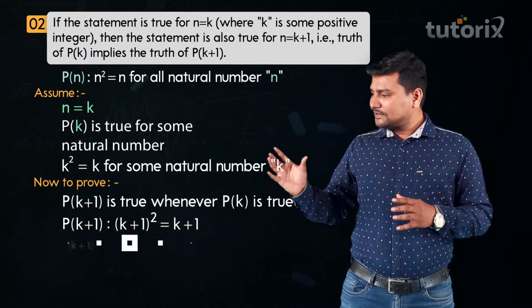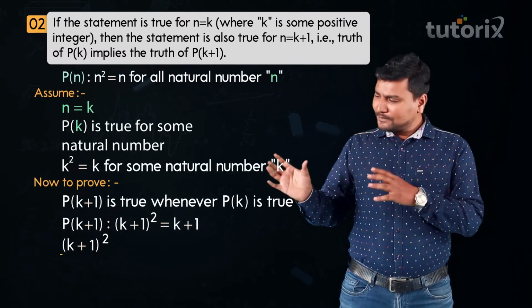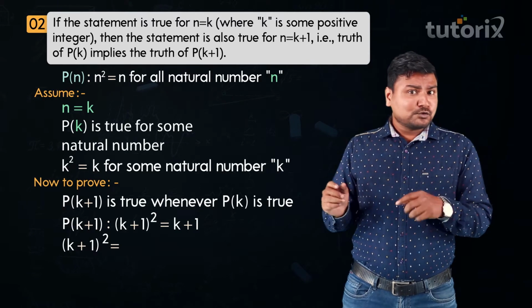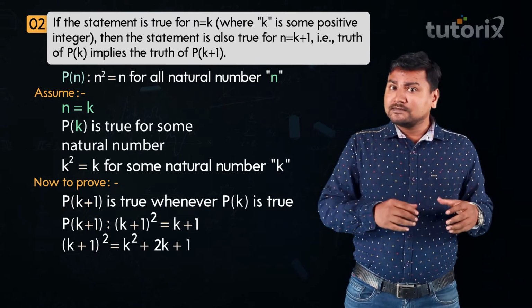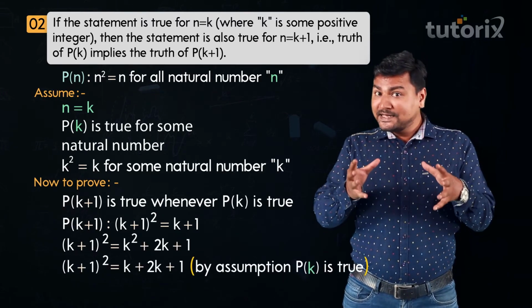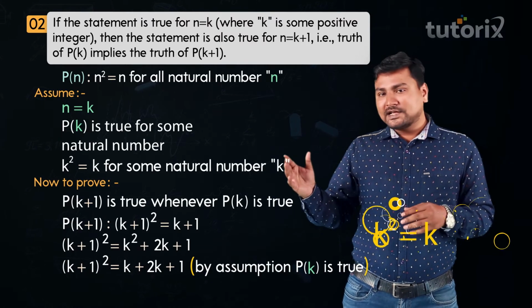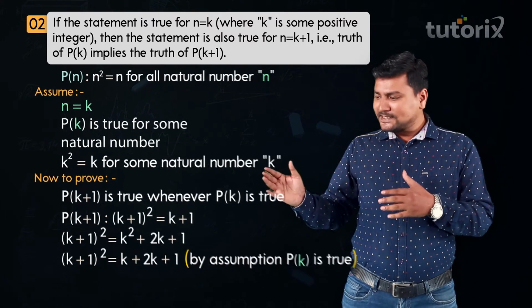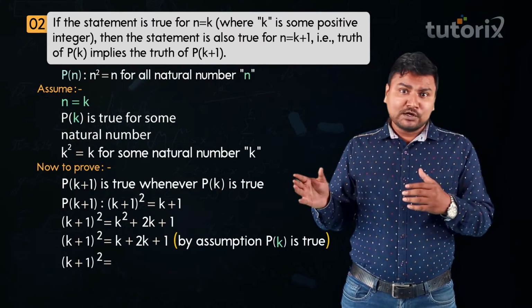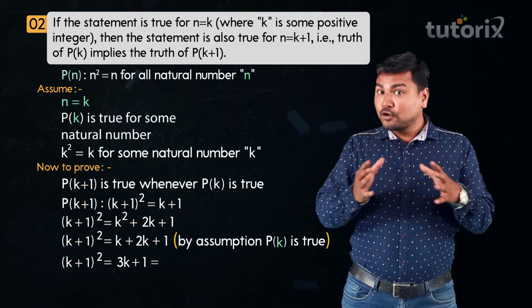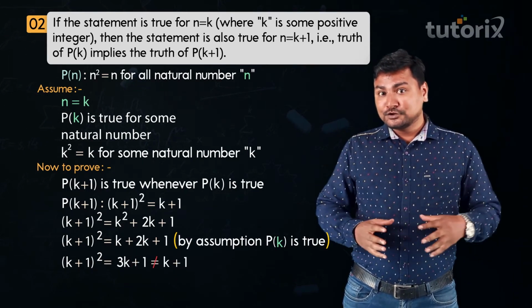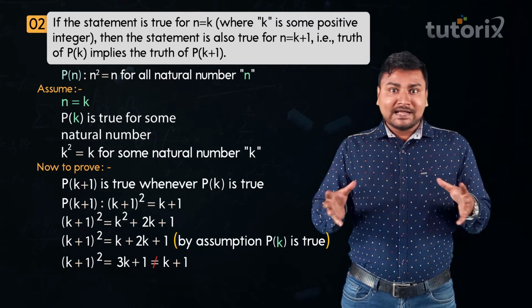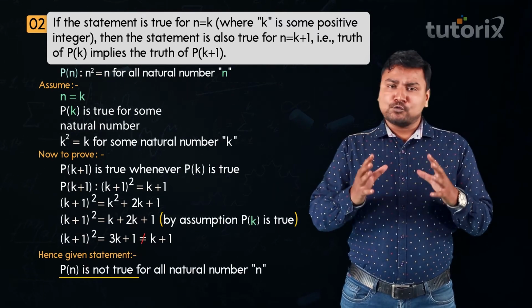So let's start with (k plus 1) whole square. So (k plus 1) whole square is equal to k square plus 2k plus 1. But by our assumption that Pk is true, we can write k square is equal to k. So this implies that (k plus 1) whole square is equal to 3k plus 1, that is not equal to k plus 1. So from here we can conclude that our given statement is not true in general.